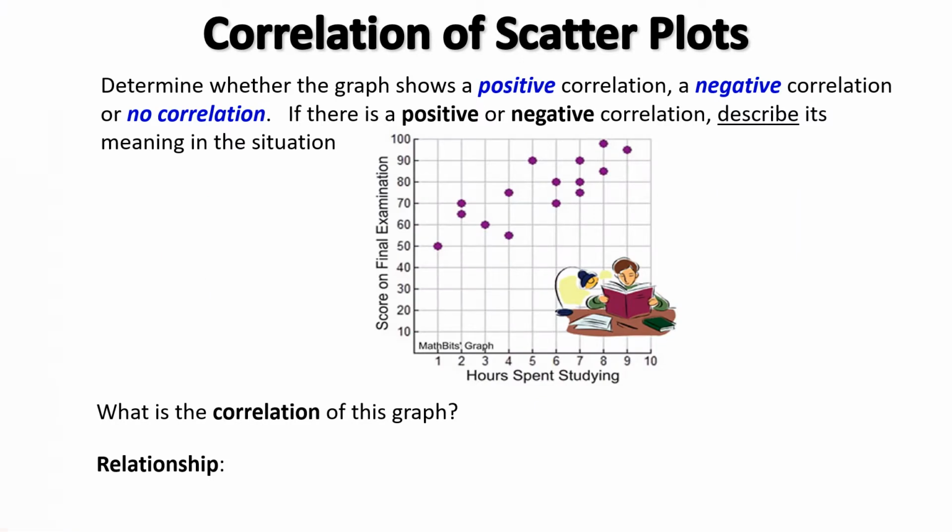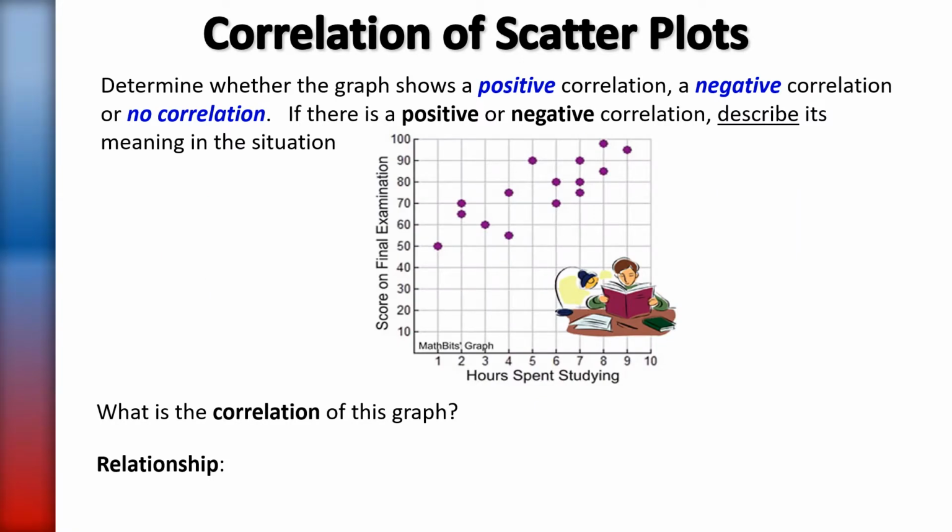Determine whether the graph shows a positive correlation, a negative correlation, or no correlation. Now, if there's a positive or negative correlation, describe the data. In other words, describe the relationship of that data. So, what is the correlation? If you said a positive correlation, you're correct. Now, if you were sort of bordering on the answer of no correlation because you look over at the left side of it and notice that it looks somewhat scattered.